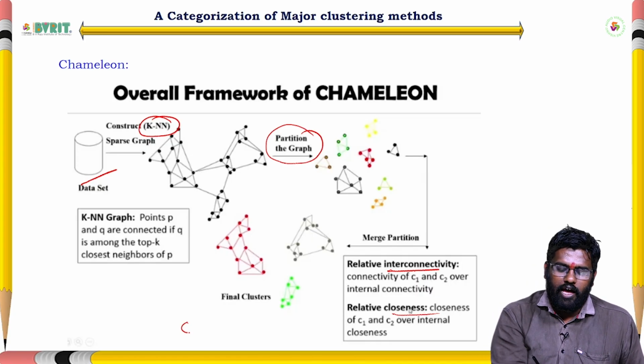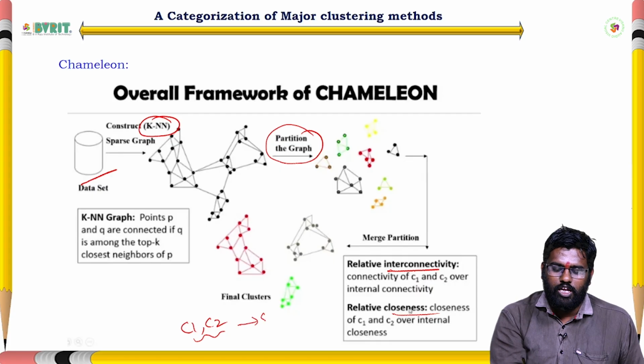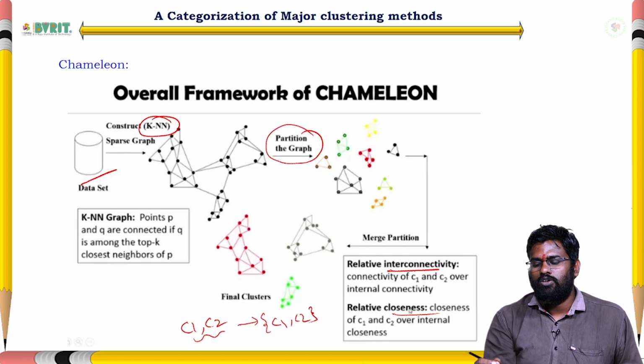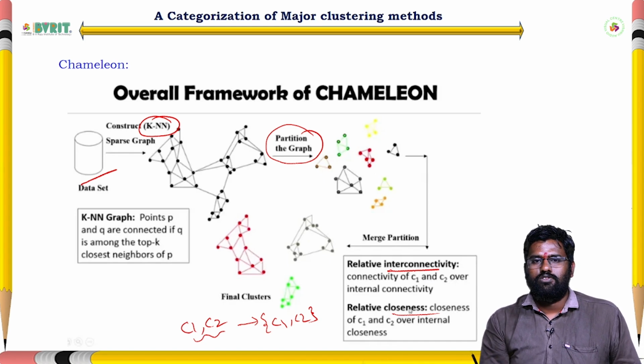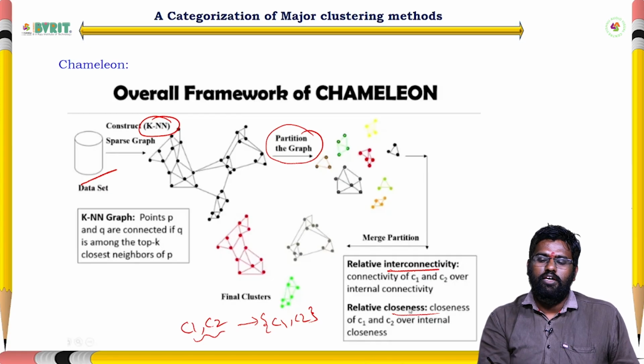For example, I take C1 and C2. If these two have any interconnection, then we need to include C1 and C2 in our cluster. Relative closeness means the internal values that are to be matched with the given clusters. Now I will give an example, and you will understand what is happening in it.